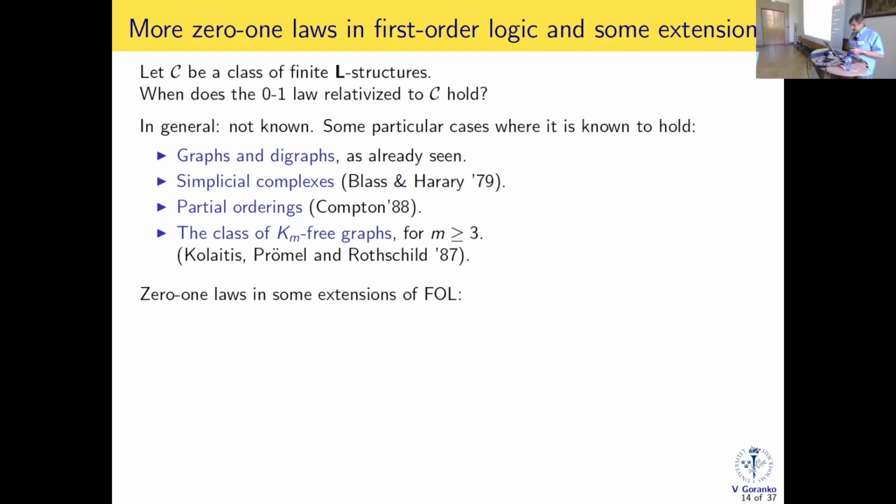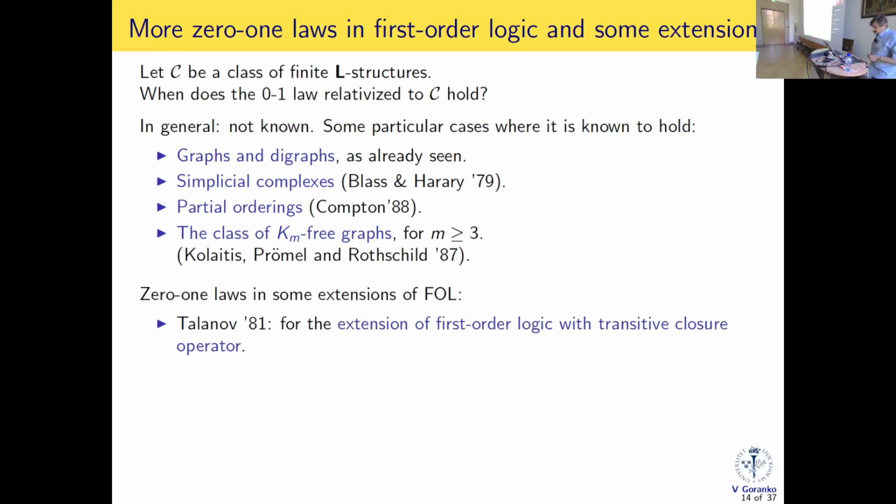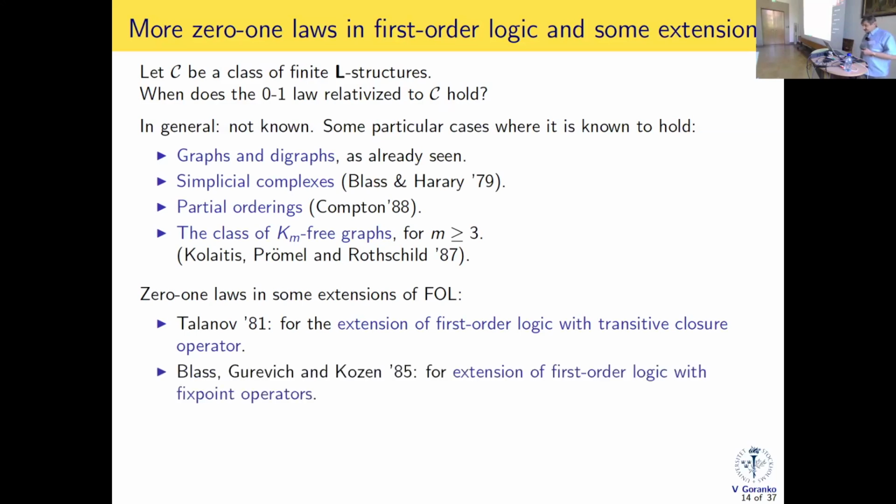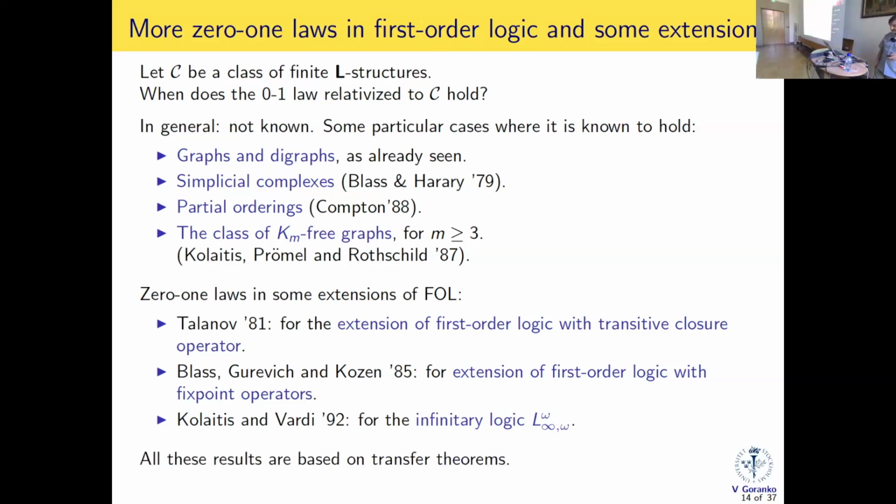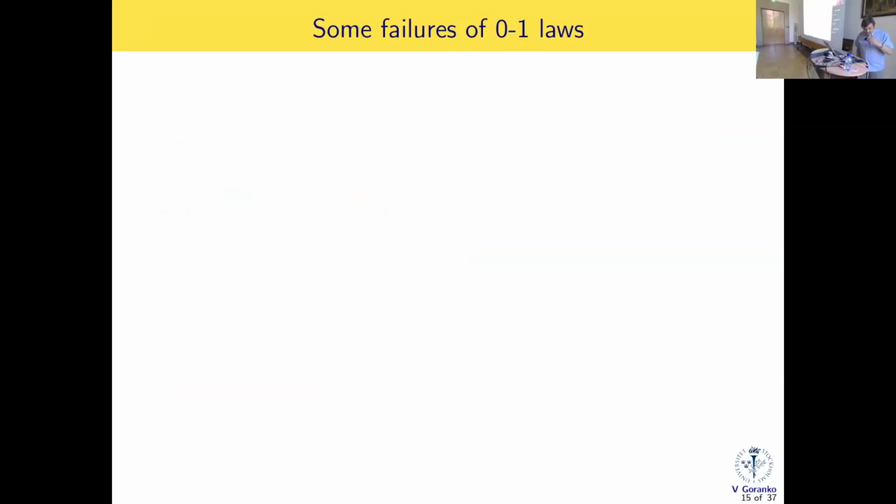Now, there are also some very nice results on zero-one laws for essential extensions of first-order logic, starting with a work by Talanov, one of the students of Glebsky, for the extension with a transitive closure operator. That was later subsumed and strengthened by a very nice paper by Blass, Gurevich and Kozen for the extension of first-order logic with fixed-point operators, which was even later strengthened by a result by Kolaitis and Vardi on infinitary logic. So far so good. It looks like the zero-one law rules. By the way, all these results were based on variations of Fagin's transfer theorem. This is important. Now, lest you start thinking that the zero-one law always holds, that is, of course, not the case.